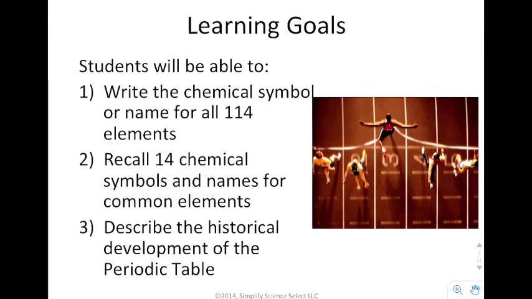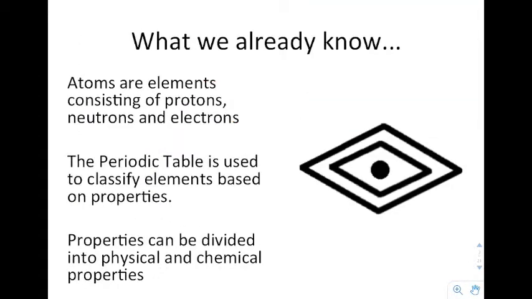So the first thing we want to do is look at our learning goals. The students will be able to write the chemical symbol or name for all of the 114 elements. Now that's with a periodic table. You are not expected to memorize all 114 elements. Instead, there's a specific few, the 14 common chemical symbols and names that you should be able to describe. Also, you should be able to describe the historical development of the periodic table, including early forms and how it modernized based on experimental evidence.